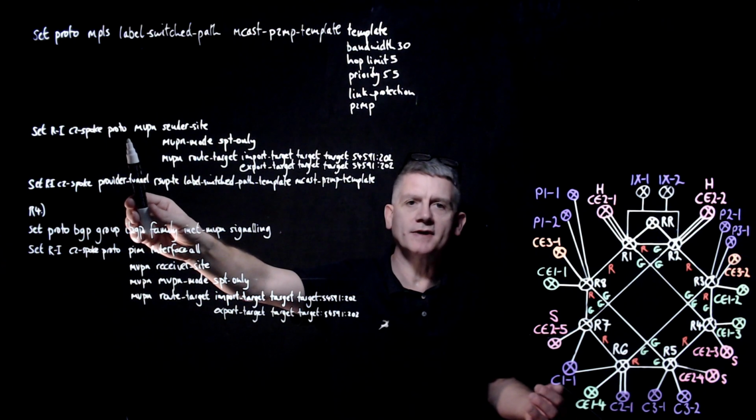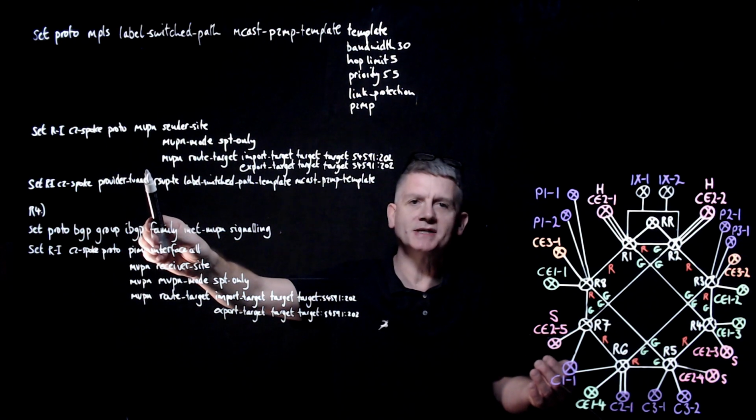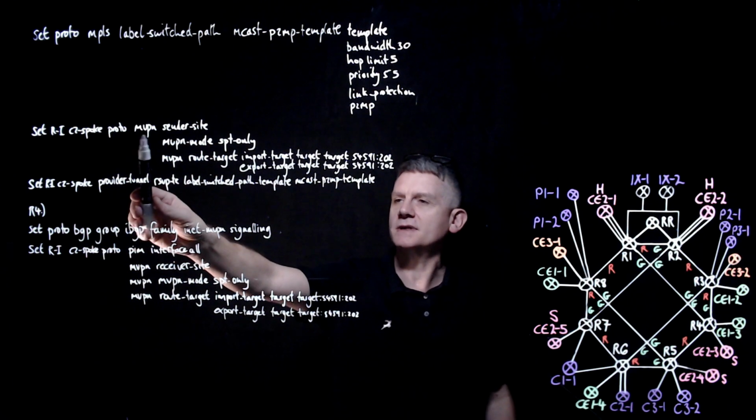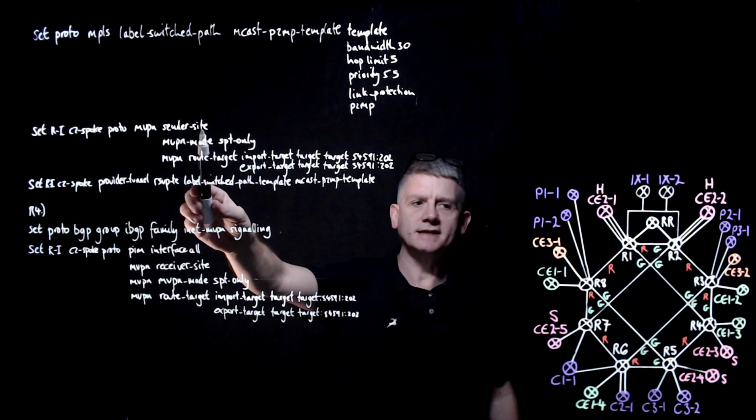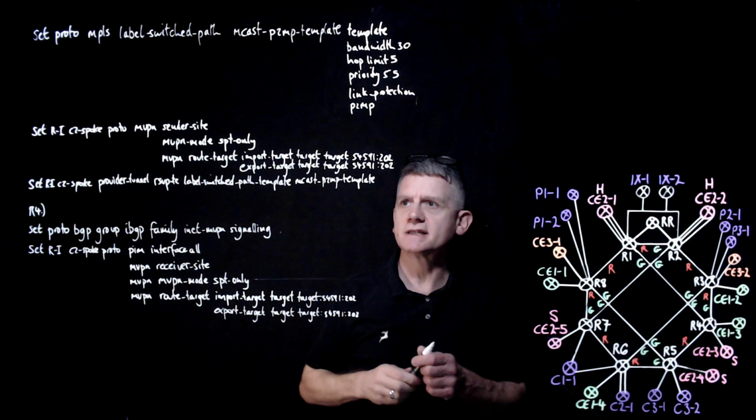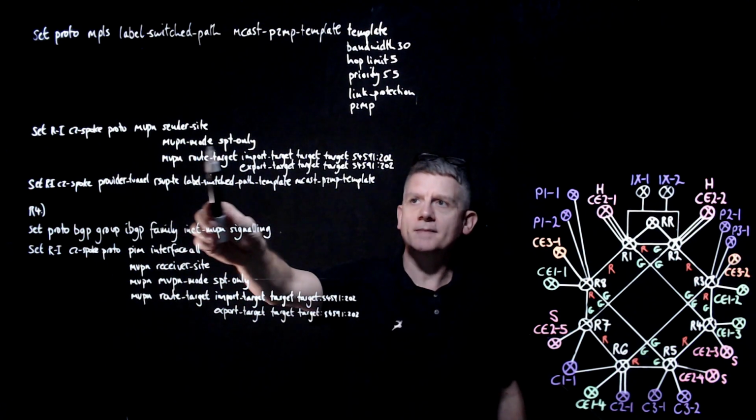Obviously, you do need the protocol signaling on the BGP as well. This is really when it happens. So we're going to be a sender site. So we have sender sites and receiver sites. And we're going to be SPT only.